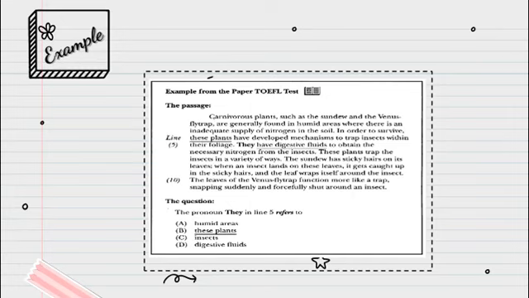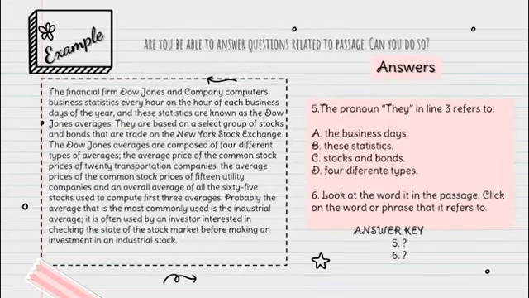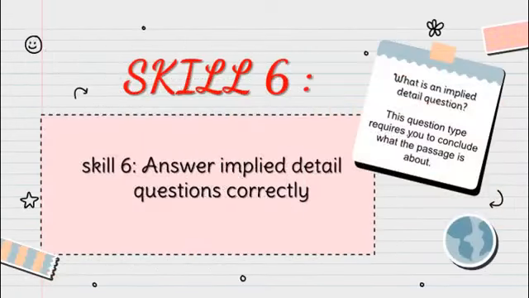The following chart outline is the key information that you should remember about pronoun reference. Read the passage and take your time. Are you able to answer questions related to the passage? Can you do so? Skill 6. Answer implied detail questions correctly.